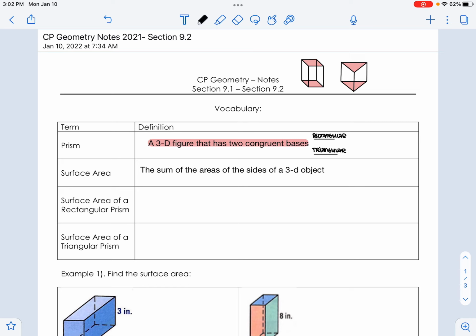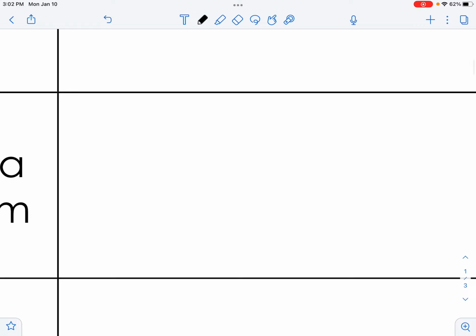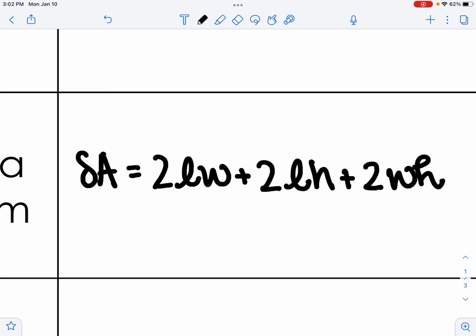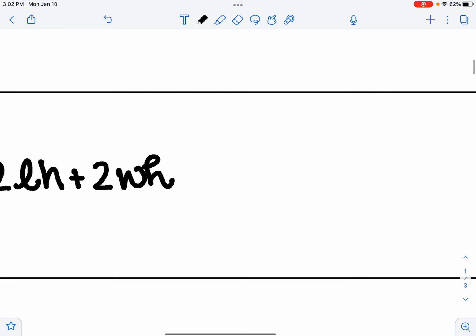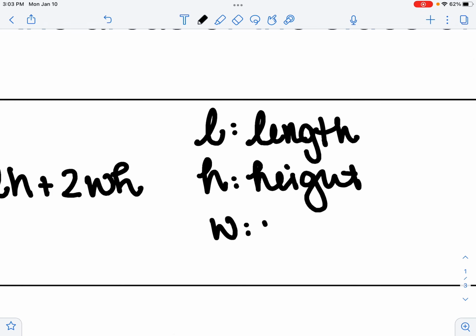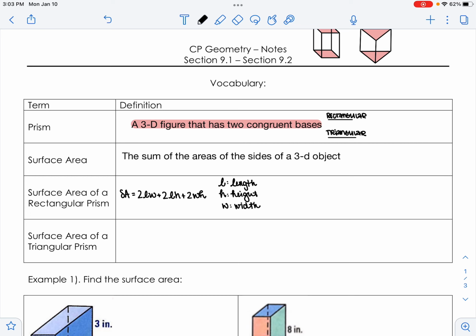Now, we have formulas for the rectangular prism and the triangular prism for our surface area. The rectangular prism one is kind of long, but its surface area equals 2 times length times width plus 2 times length times height plus 2 times width times height. And if I come off to the side, I'll write my L is my length, my H is my height, and my W is my width. So that's the surface area of a rectangular prism.